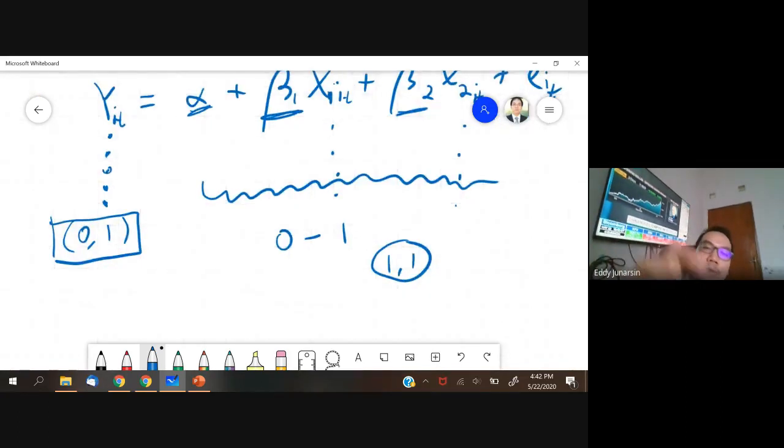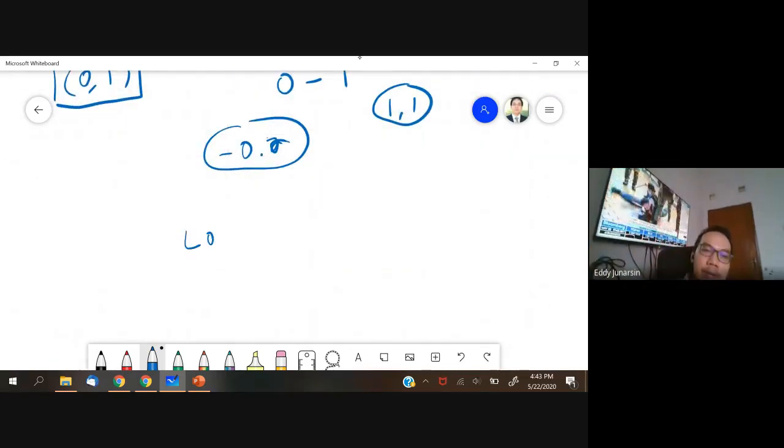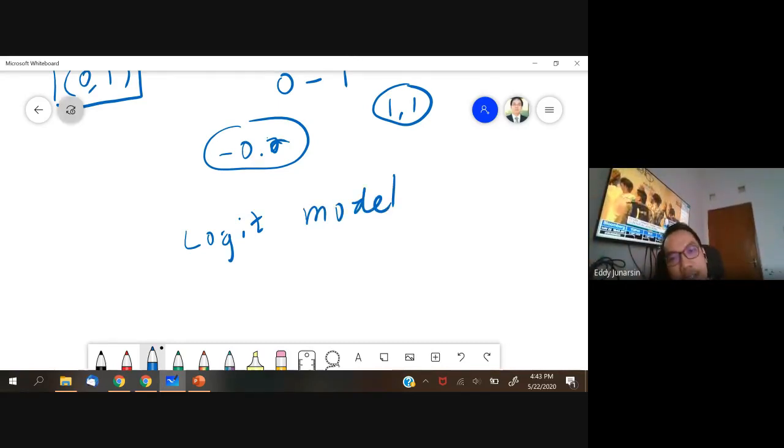Or it might be lower than zero, maybe 0 point whatever, 0.2. So if the probability is minus 0.2, then it's already below zero, right? Why this could happen is because, again, the simple regression model is not purported for binary dependent variable regression. So to fix or improve this model, we move to a more appropriate model. We call it Logit. Logit means logistic regression.